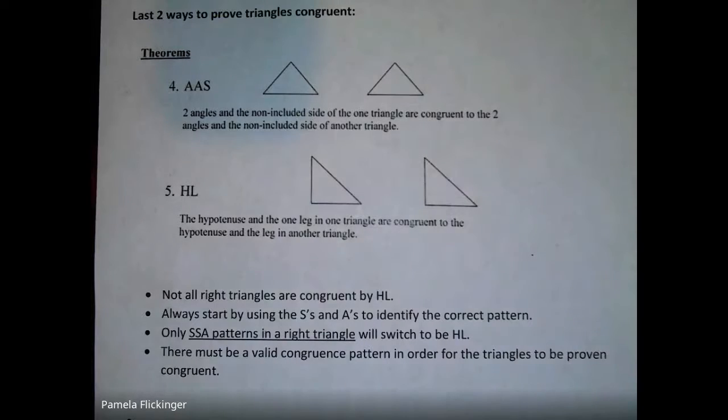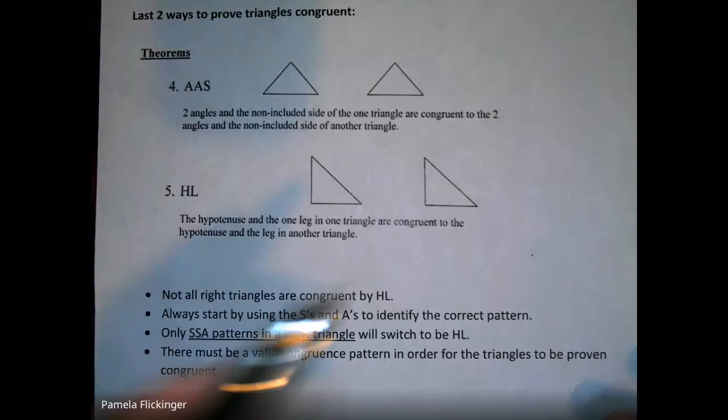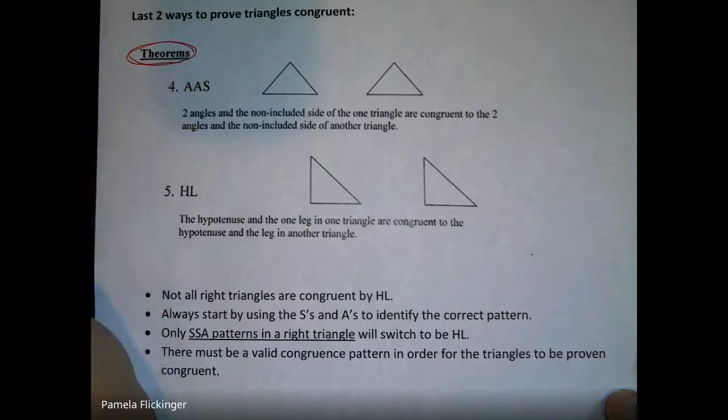So yesterday we talked about congruent triangles, and we started talking about the patterns. There are 5 patterns, 5 ways to prove triangles congruent. Yesterday we did the 3 postulates. Today we're going to look at the last 2, which are theorems, which simply means that these were proven using the combination of the postulates that we talked about yesterday.